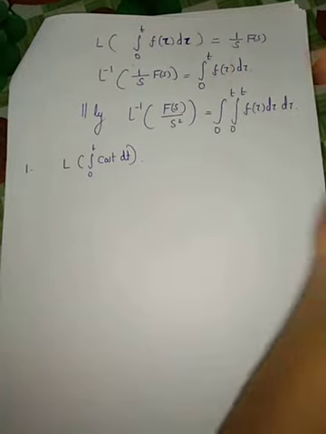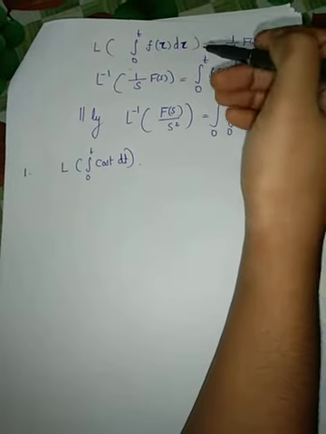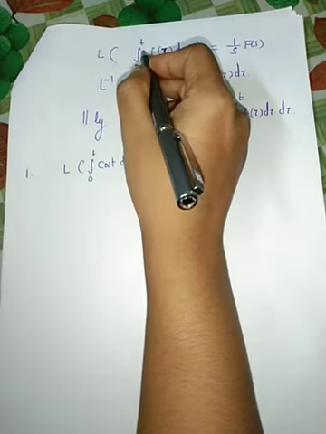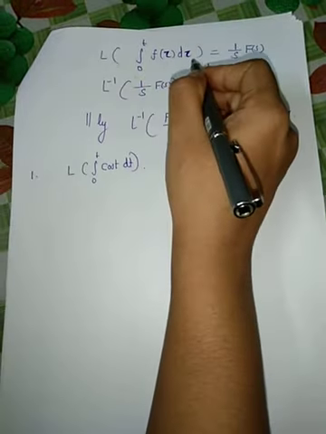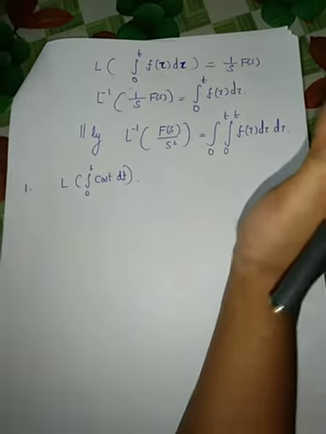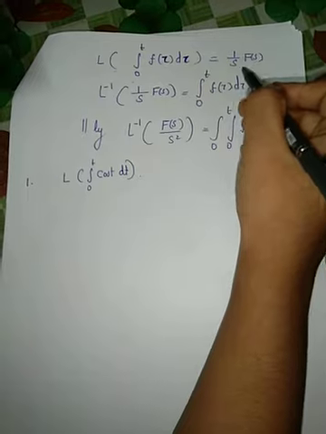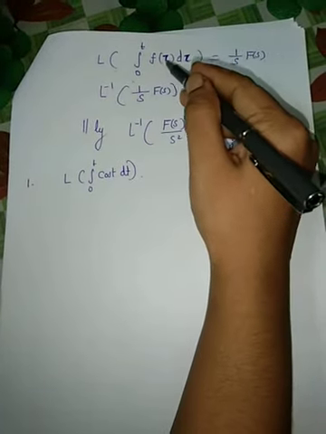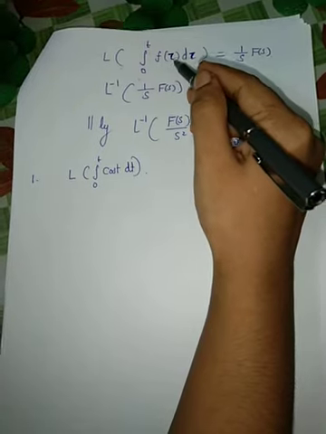In this section, we will discuss the Laplace transform of an integral. L of integral 0 to t f of tau d tau is equal to 1 by s into F of s. Normally we use the notation f of t, but here we use f of tau.